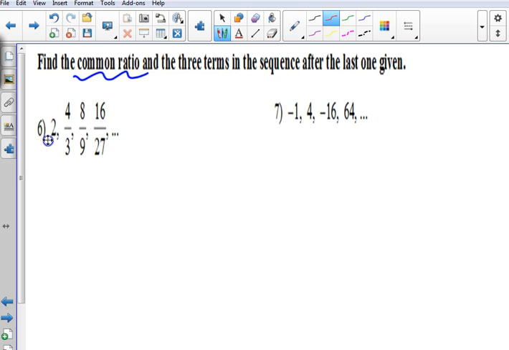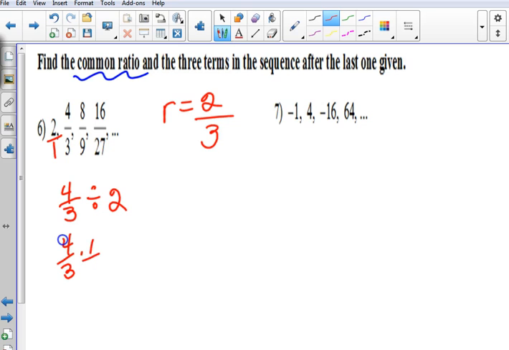So what is the top doing? 2, 4, 8, 16. So the top of the fraction is multiplying by 2. What is the bottom multiplying though? 1, 3, 9, 27. So it's multiplying by 3. Okay, let me show you another way. You could have taken 4/3, any term, divided by the previous term, which is 4/3 times 1/2, which is 4/6, or 2/3, right? Same thing.